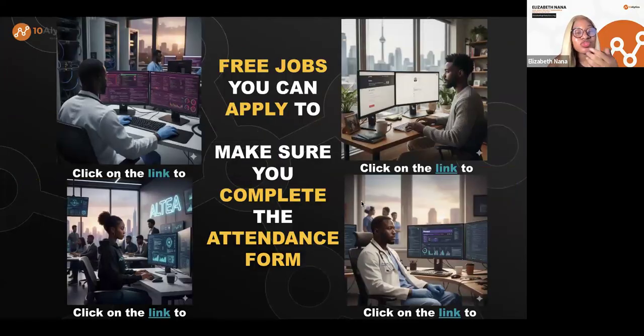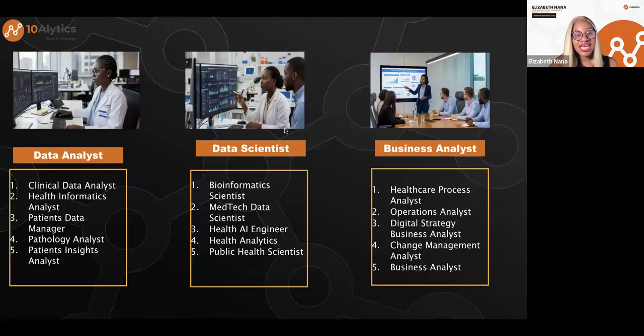Now, there are also free jobs you can apply to. But as much as there are free jobs you can apply to, there are paid jobs as well, which is where the 10 Analytics job board comes in. So make sure you are filling the attendance form. Complete the attendance form and get access to the slides, because I also linked some of these resources on there, where you can get some free jobs that you can apply to once you get the slides.